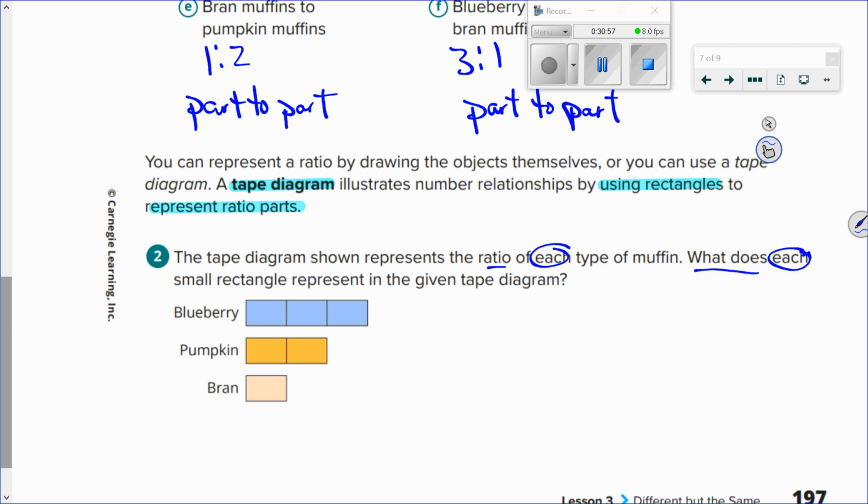What does each small rectangle represent in the given tape diagram? So if I look at this, what does each rectangle represent? Yes? Each box is one muffin. Good. So each box is one muffin.